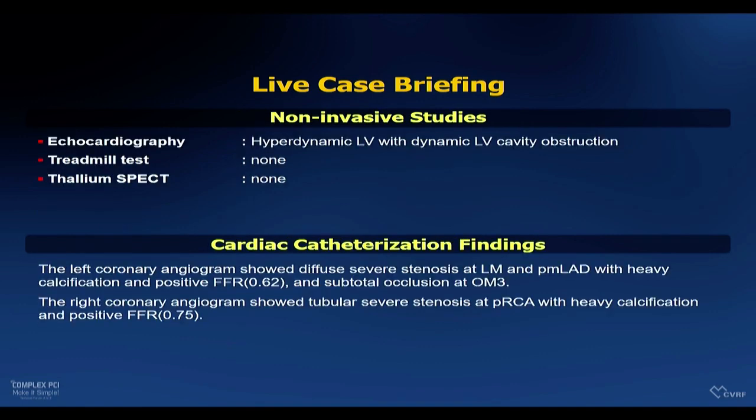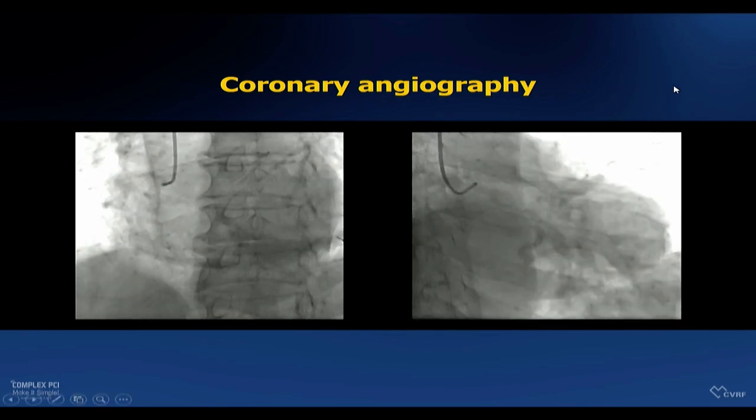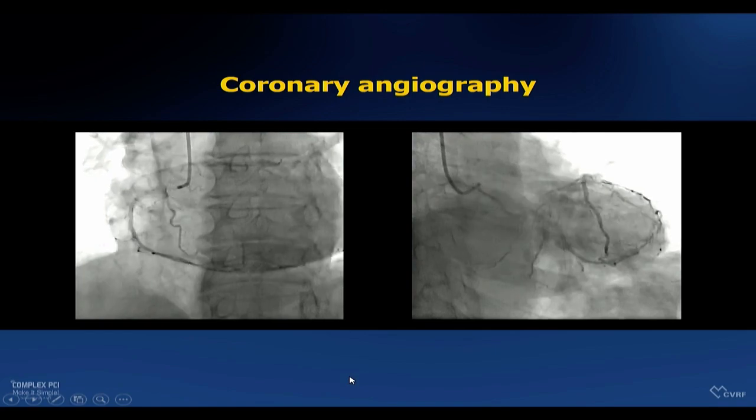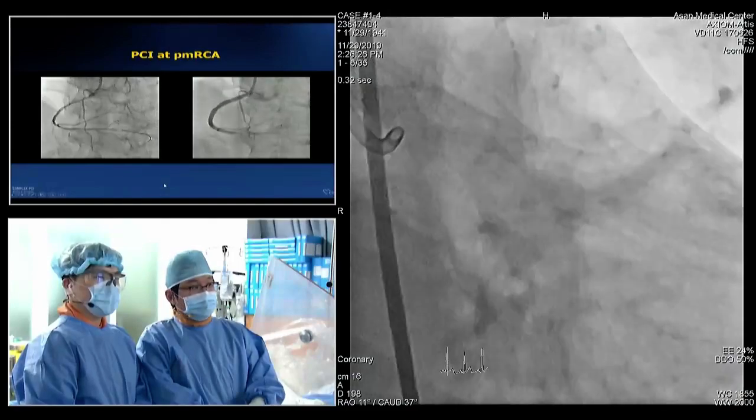The echocardiogram revealed preserved cardiac function. We did not do a functional study such as the treadmill and thallium, but on the coronary angiogram we did the functional study using FFR. The RCA was positive, and the left coronary artery system also has a positive FFR finding. The RCA was already treated using two stents. So today we are going to treat the left main to the LAD system.